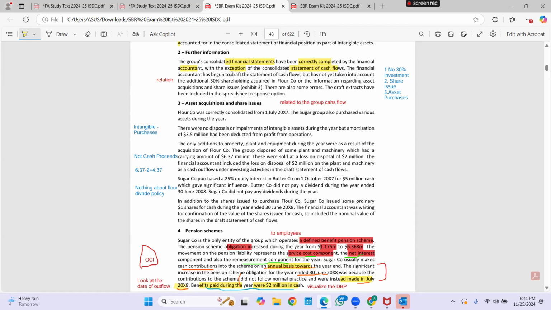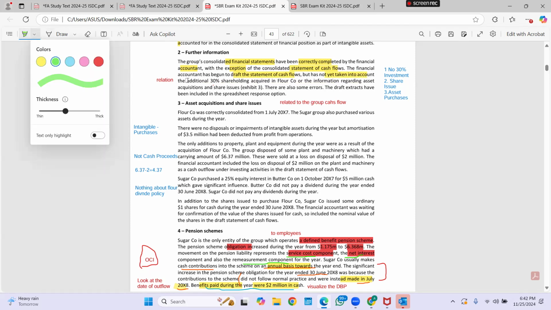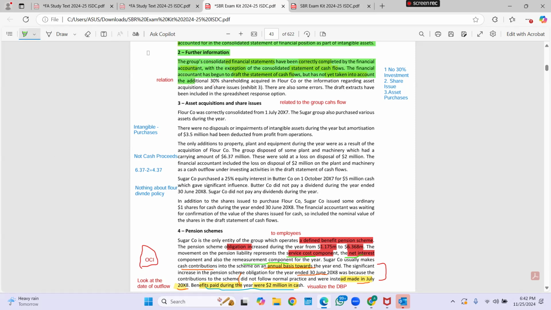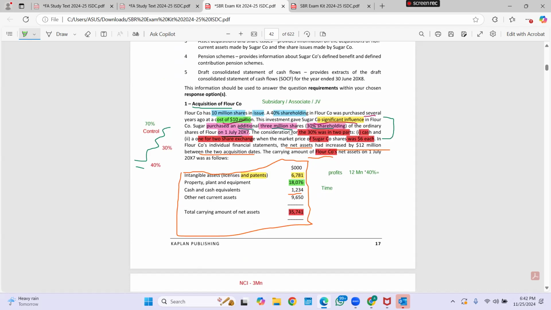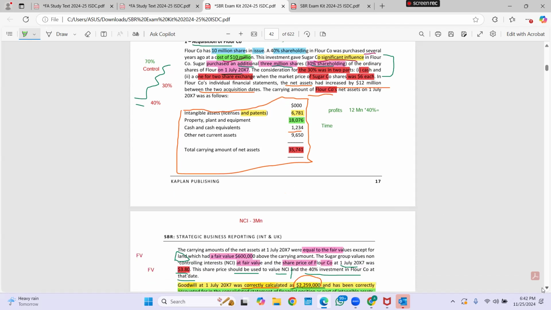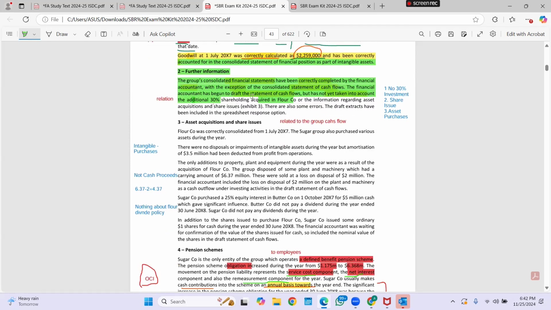The reason is he has drafted your cash flows but has not yet taken into account some items. Can you see the reason why it's not 100% complete? Because he has forgotten to take the additional 30%, right? Additional 30% when acquiring Flaco. Hopefully, I'll remember, in Exhibit 1, Flaco was a step up acquisition. You initially had 40%, after you bought in 30%, right? Which made you a total of 70% of shareholding, and that you purchased through cash. That particular part, your financial accountant of this company has not included.